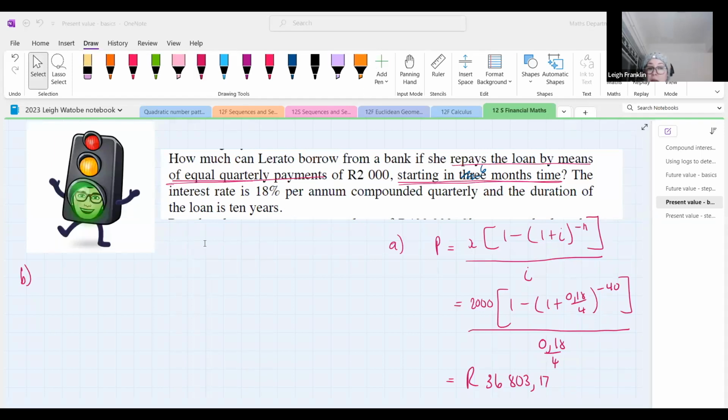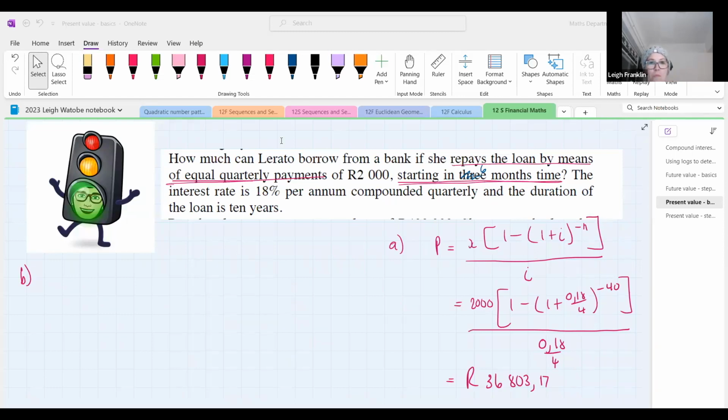Yes, so it's still quarterly payments. All of that's still the same. She still repays the loan by quarterly payments of 2,000 Rand. The only thing that's changed is Lerato starts paying in 6 months' time instead of 3 months' time. What's going to happen? How does this change what we did previously? Grace period, so we subtract 3 months. No. No, doesn't it change the N?